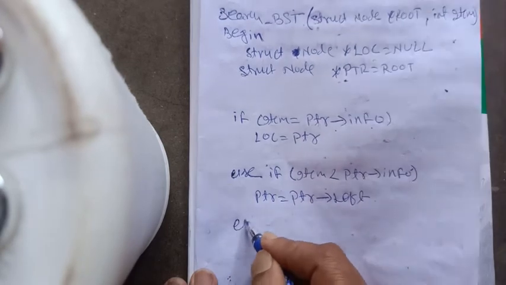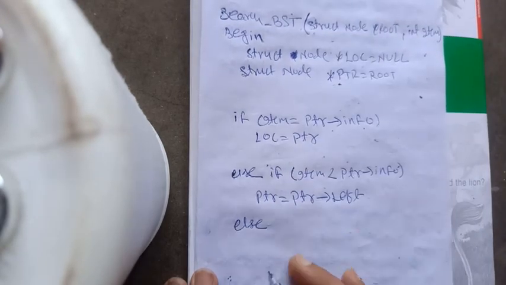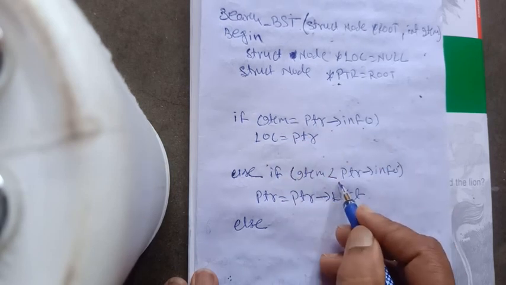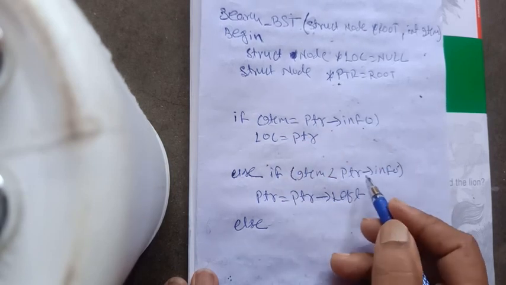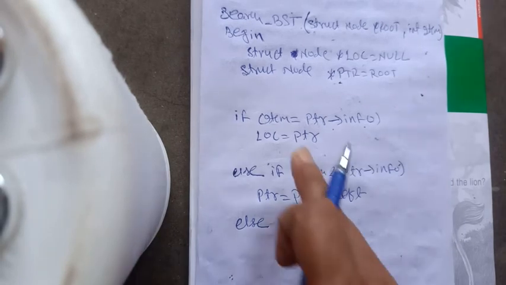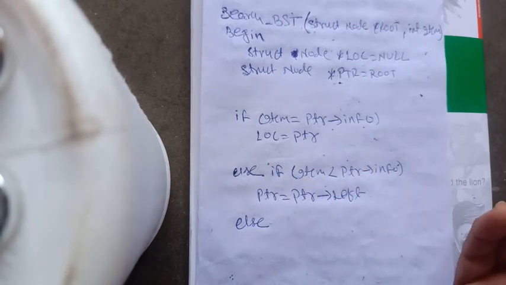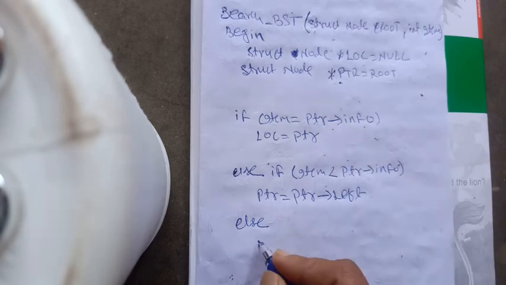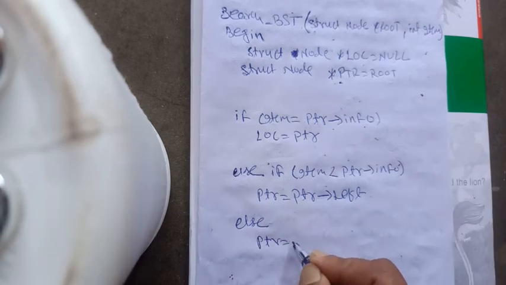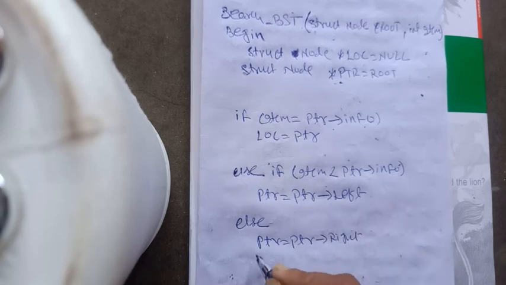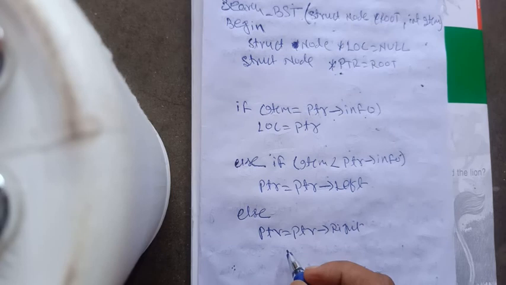Else means this second case is also false. First one false, second case also false. Item is less than ptr info, that is false. So when item is neither equal to ptr info nor less than, then definitely it is greater than ptr of info. So now we will write ptr equal to ptr of right child. So the value of ptr is updated.